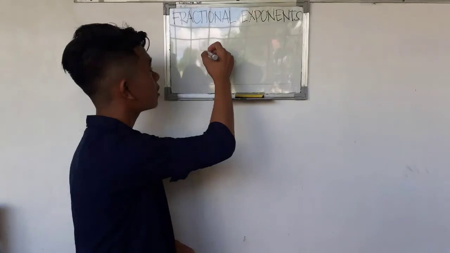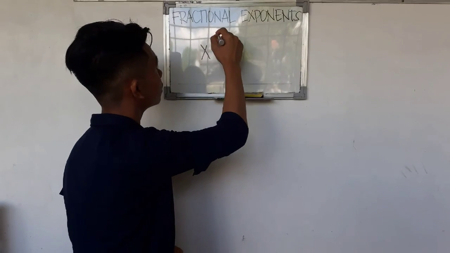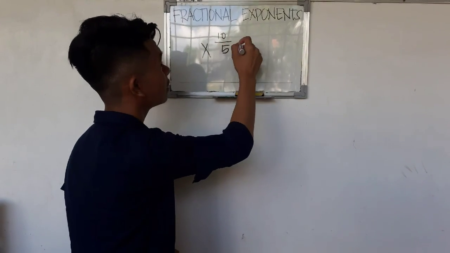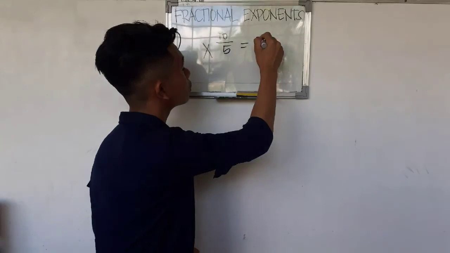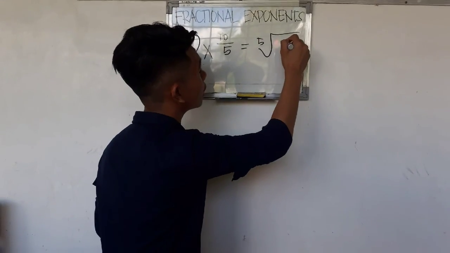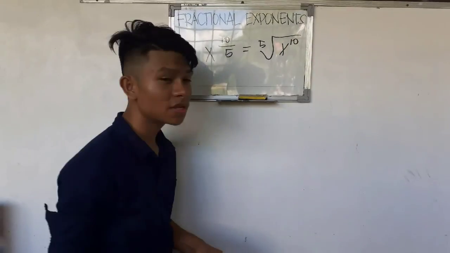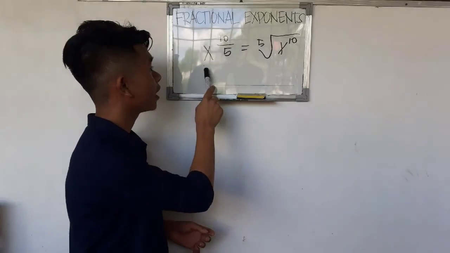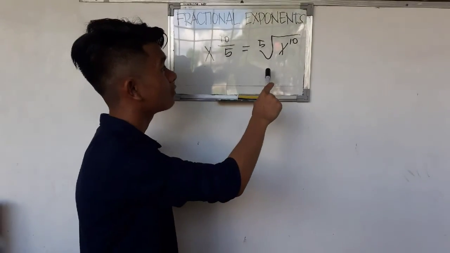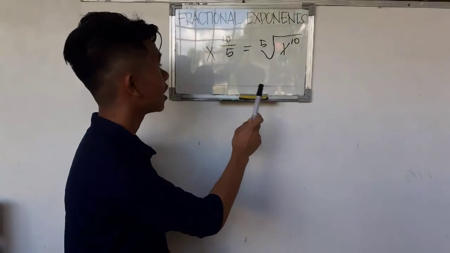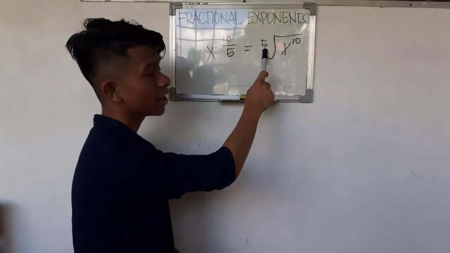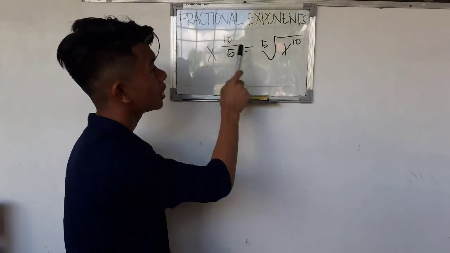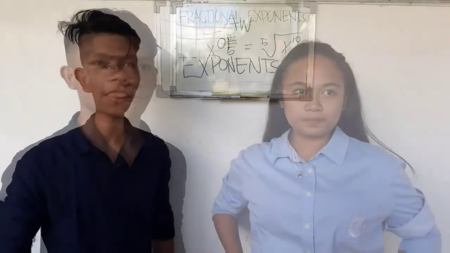For another example, x raised to 10 over 5 is equal to the 5th root of x raised to 10. So in this expression, the x is the base of the radical sign, the denominator is the index, and the numerator is the exponent of the base.